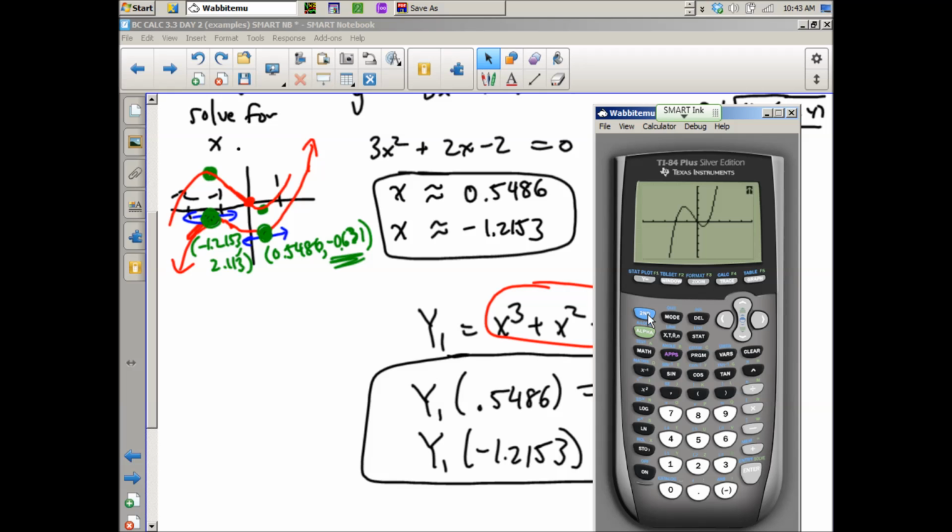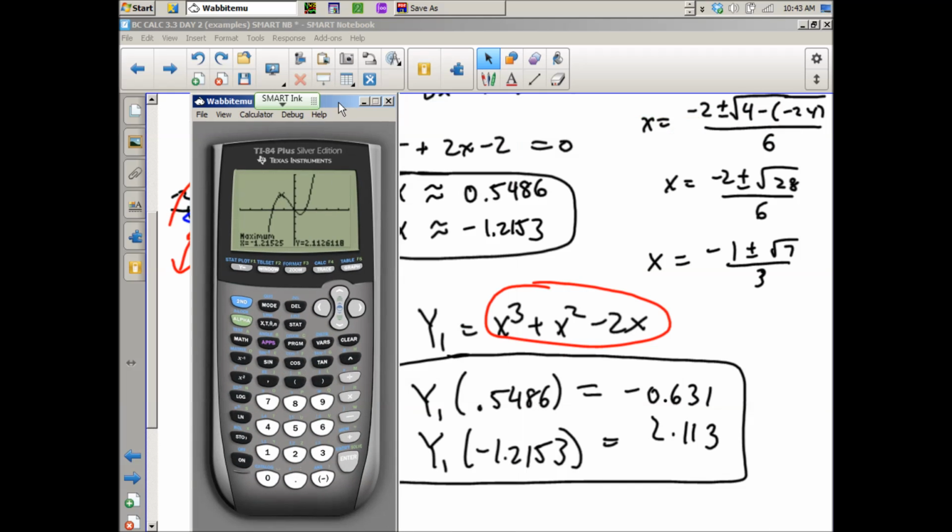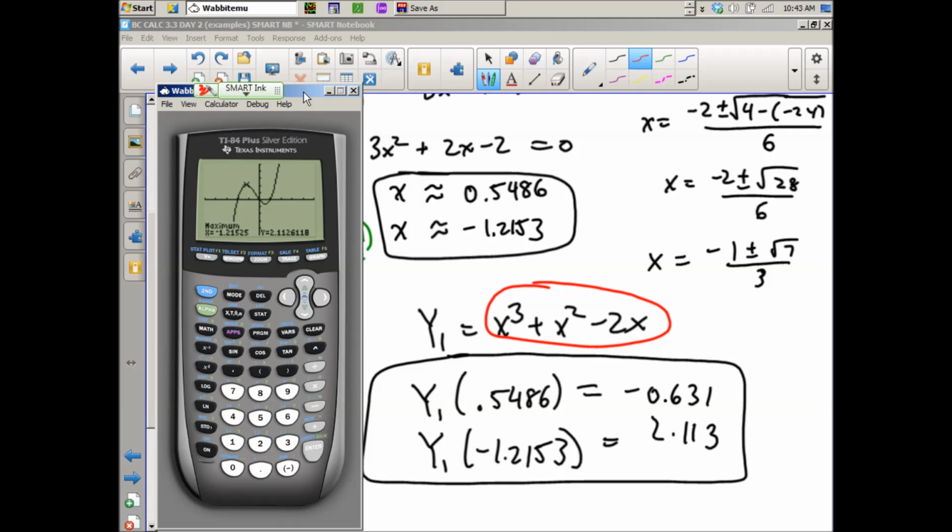And then you can also use CALC to get the maximum point over here. I don't mean CALC trace, I meant CALC maximum is what I chose there. You can run through this little wizard to get that point. Negative 1.2153, comma 2.113. That's very accurate. That's what I have as well. Okay. And what we're saying is that the equation of this line is y equals 2.113. There's one horizontal tangent. And now let's go ahead and do the other one.